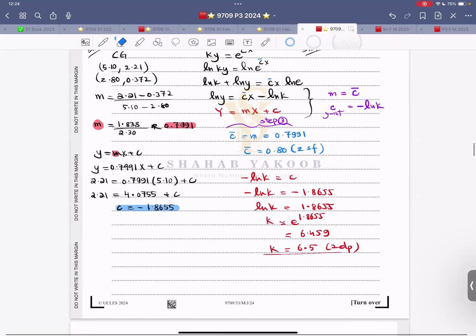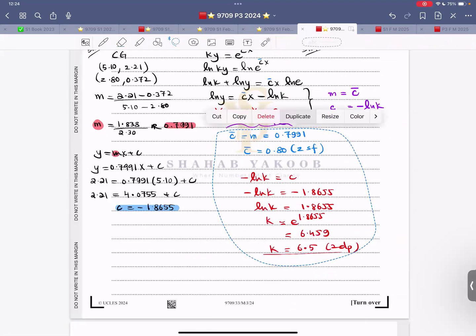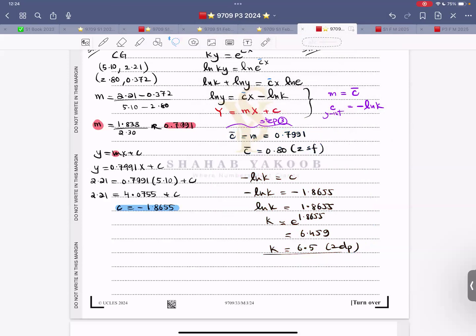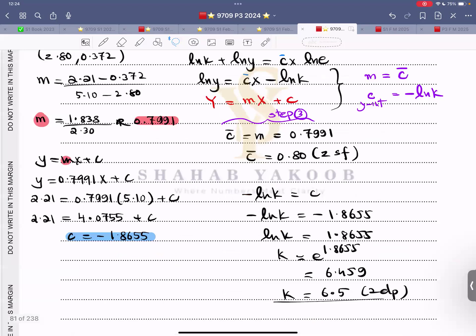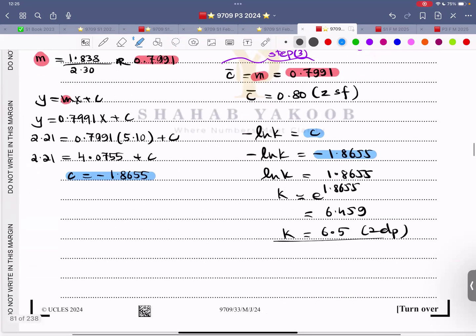So let me just change the color to black. And it's right over here. So over here, this m is this red one. That was this red m over here. And over here, this blue c is right like this. So this c is this thing. And then you make k the subject. So therefore, we have this thing. That is c comes out to be 0.80, k comes out to be 6.5.